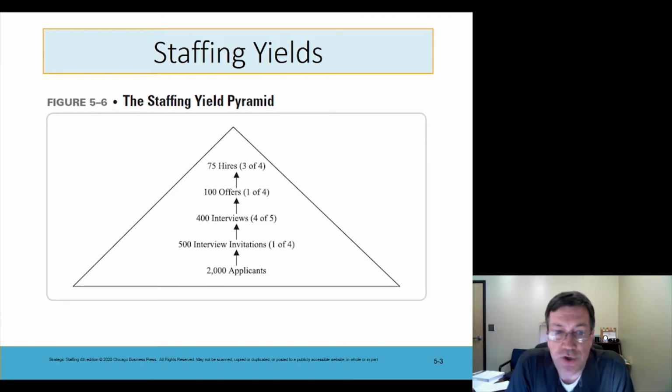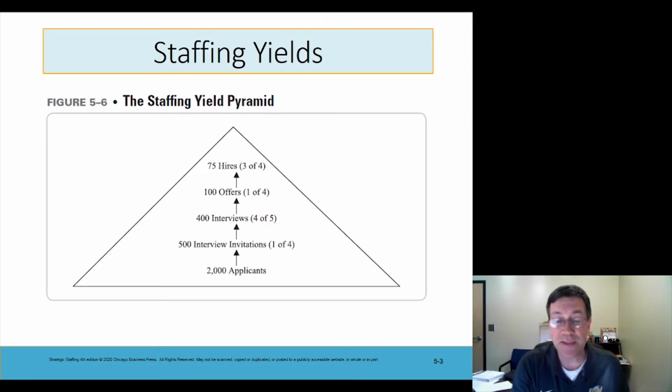And tradition shows that of the people that we give a job offer to, 3 out of 4 accept it. So 1 out of 4 doesn't like the job offer, or by now they've gotten another job, their interests have changed, whatever it is. But 3 out of every 4 people that we offer a job to take that job. We started with 100 offers that we made, and 3 out of 4 of that means that 75 people accepted the offer. The staffing yield, therefore, from stage 4 to stage 5 is 3 out of 4 or 75%.